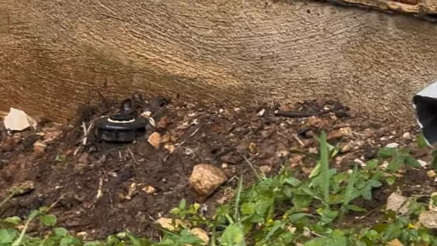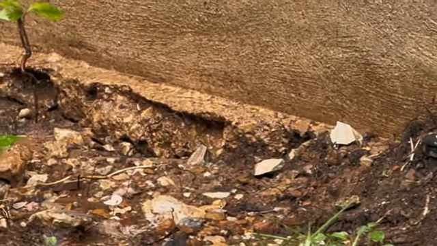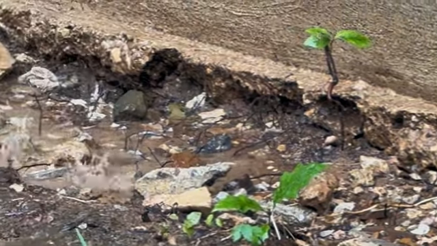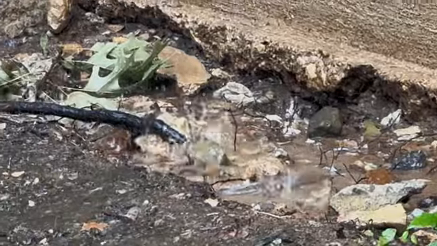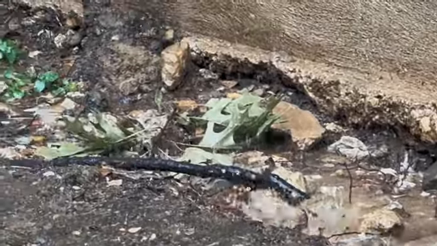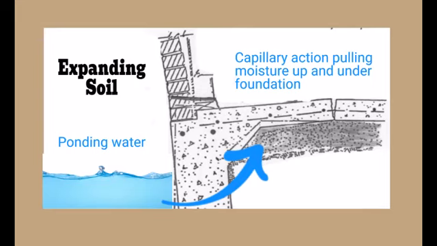As the water pools next to the structure or leaks from plumbing under the slab or in the crawl space, it begins to infiltrate and saturate the soil underneath. The moisture is drawn up by capillary action, pulling water up into the ground under the foundation. As this happens, the soil expands right beneath the foundation.